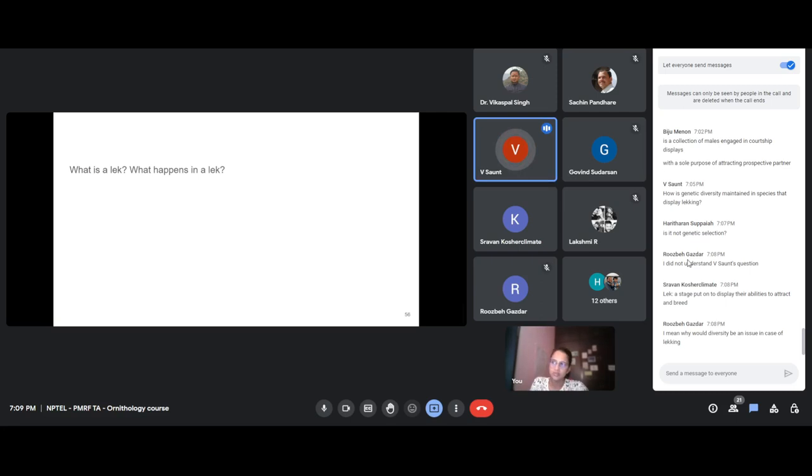And also, may I add to this? I read of something called the lek paradox. It is quite extensively studied, I suppose. That is the reason I asked the question, not because it has a particular answer, but because I wanted to open this topic. Apparently, it is not the way we have been going about this, that the male is selected and so many males are competing, so it's going to be the strongest and the fittest of them that is selected.